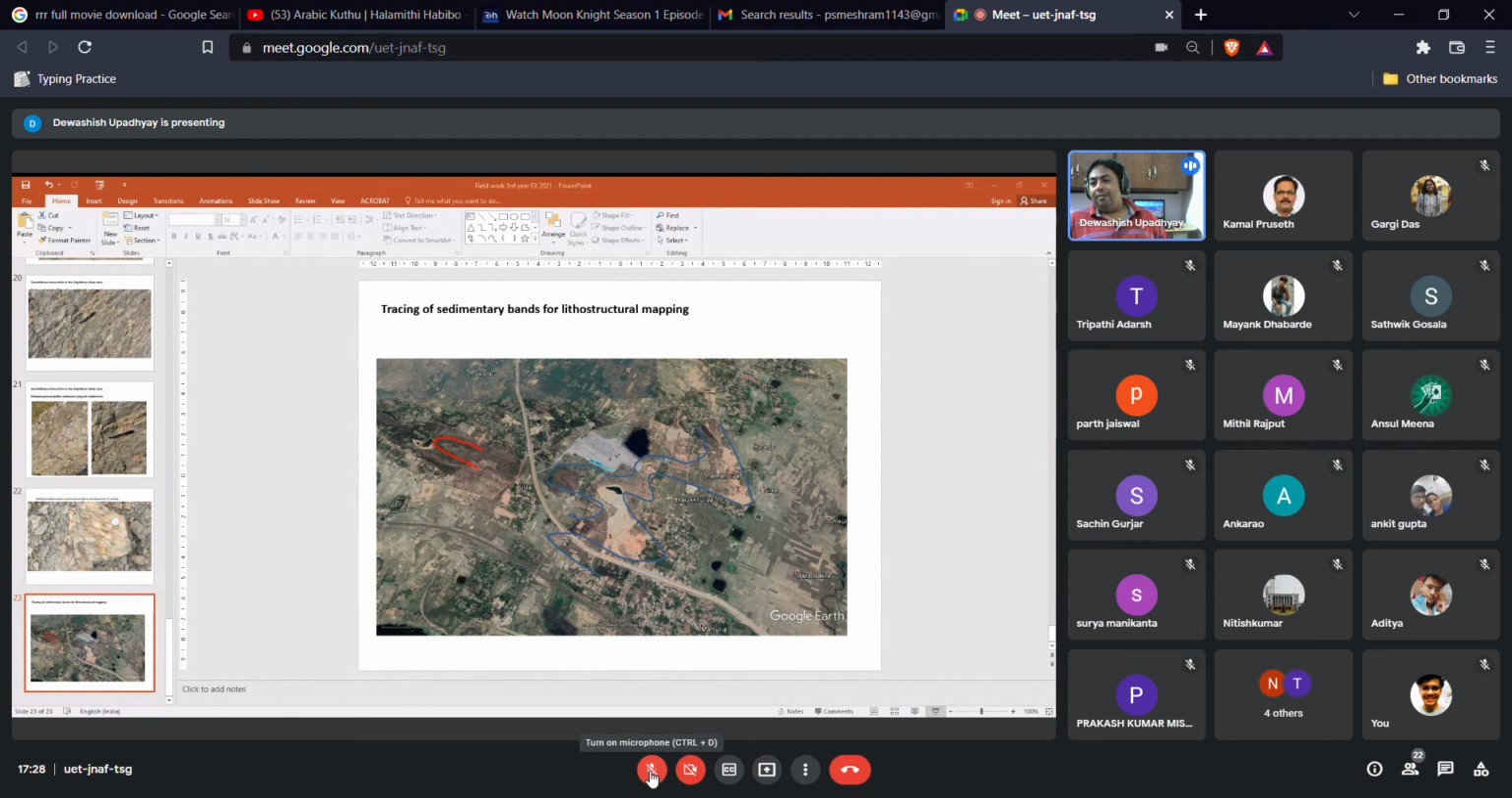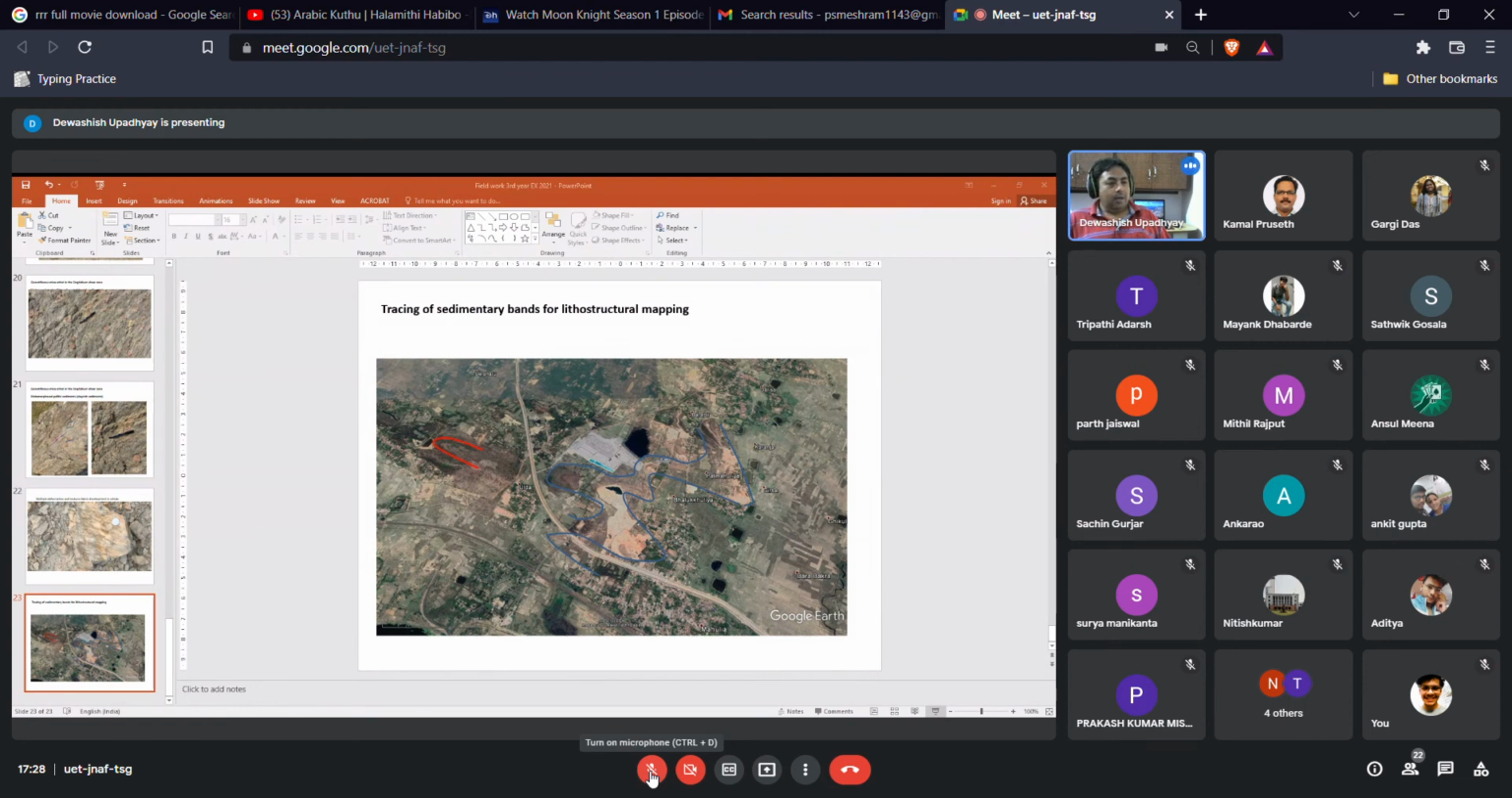So I have just tried to roughly mark the folds defined by these bands. If you look at the thickness of these bands, this could be 500 meters thick. In some places, in the hinges of the folds, they could be even thicker, several hundred meters thick. So you just go around tracking the bands, measuring the strike and dip all along of the foliation plane, of the bedding plane, wherever you get it, plotting it on the map, plotting the contact between the quartzites and the mica schist.